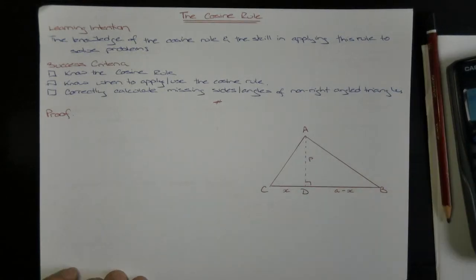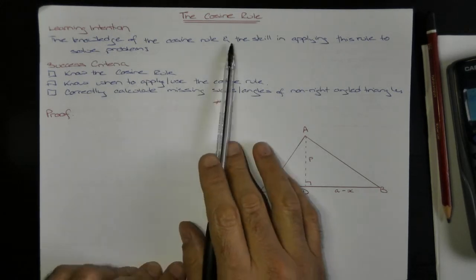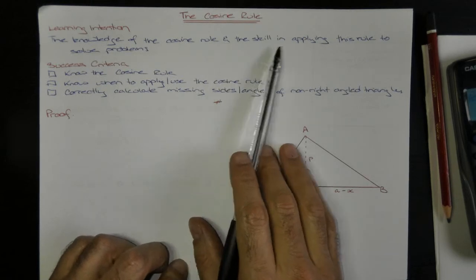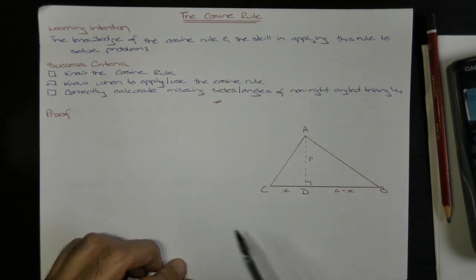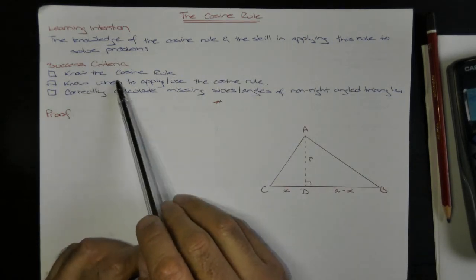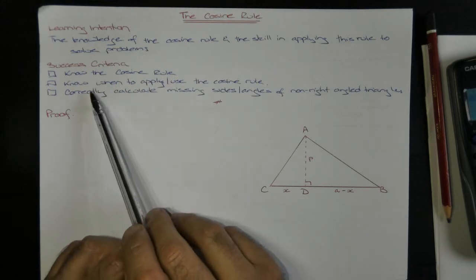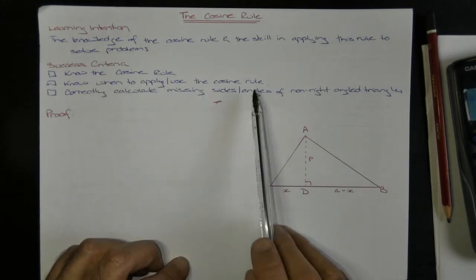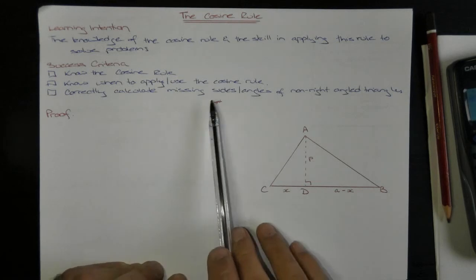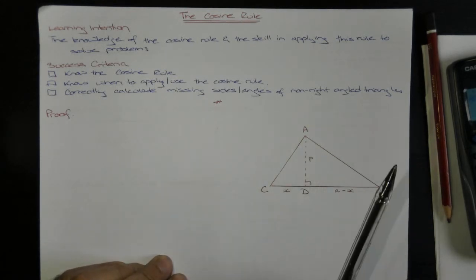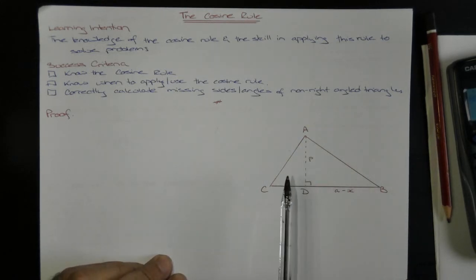Okay, so in this lesson we're going to learn the cosine rule. The learning intention is the knowledge of the cosine rule and the skill in applying this rule to solve problems. To be successful we have to know what the cosine rule is, know when to apply and use it, and correctly calculate missing sides or angles of non-right angle triangles.